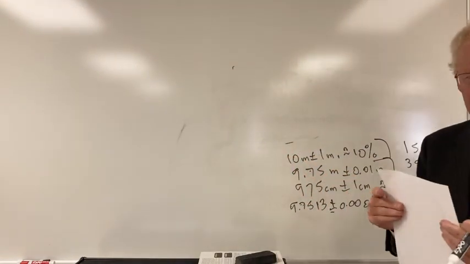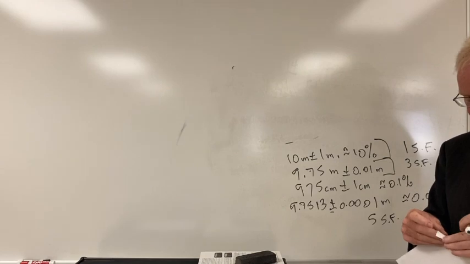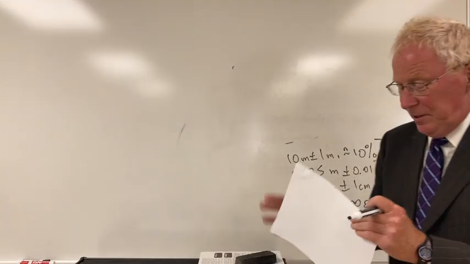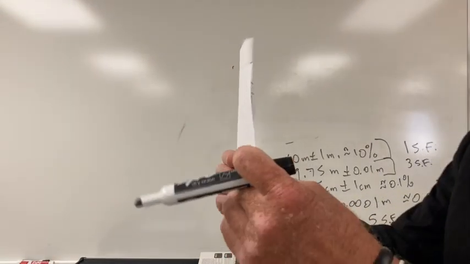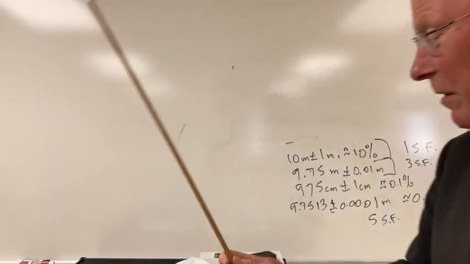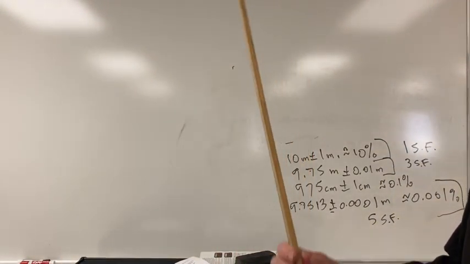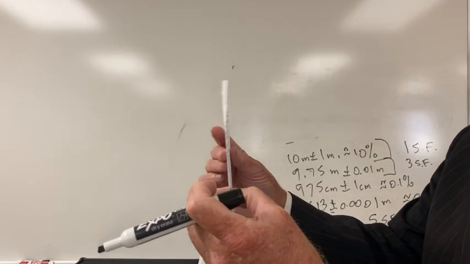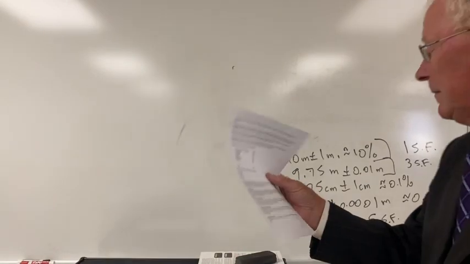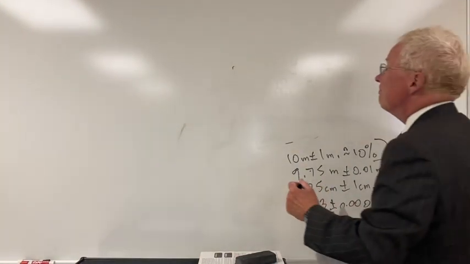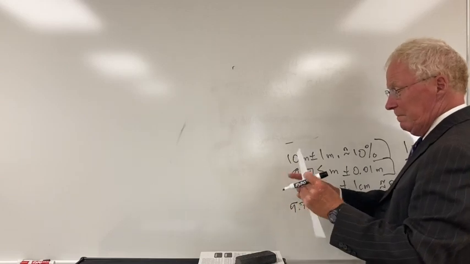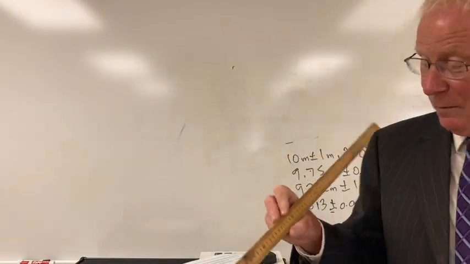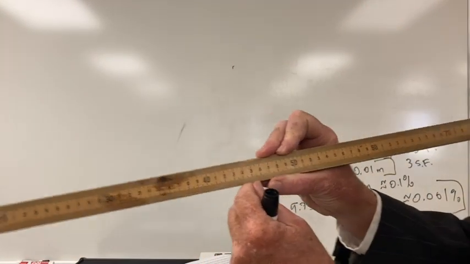Let's do an example. Let's say the width of this paper. Let's do the thickness of this paper. It's very thin, and if I was just to eyeball it, it might be, how many pages? I'd estimate that's a millimeter.